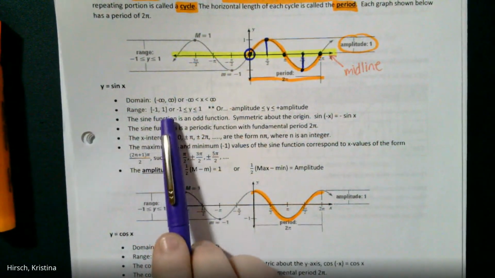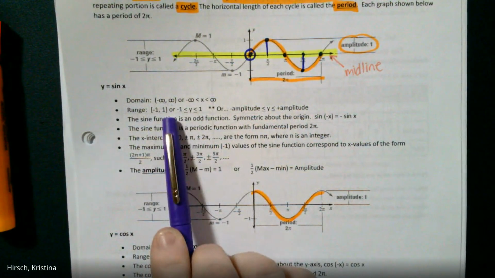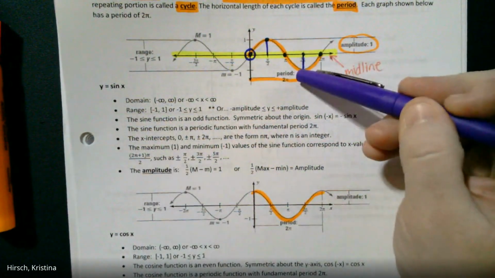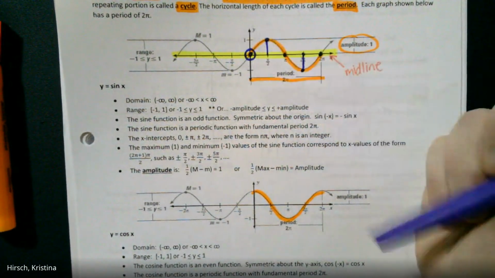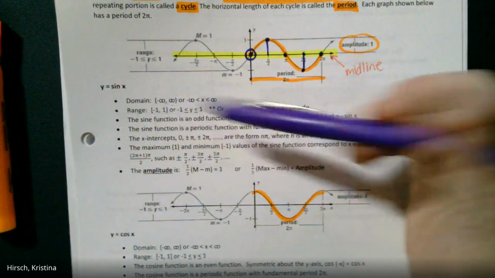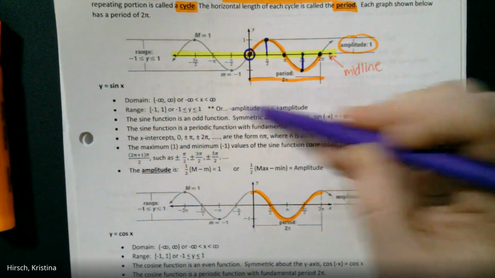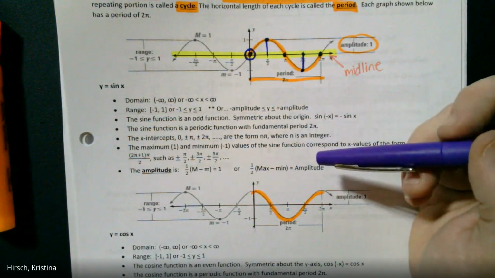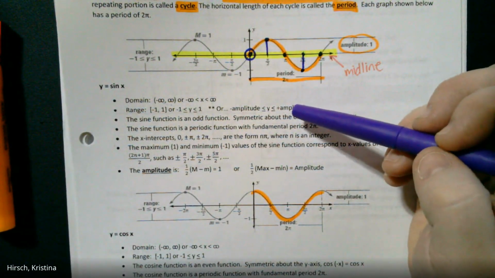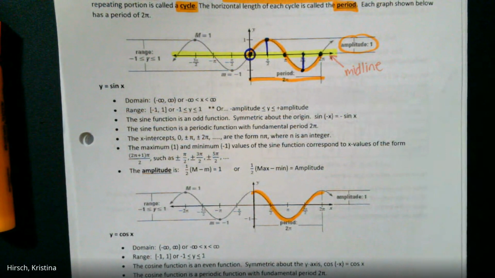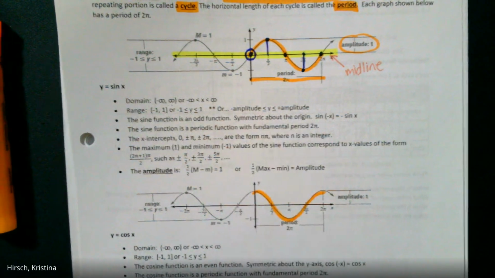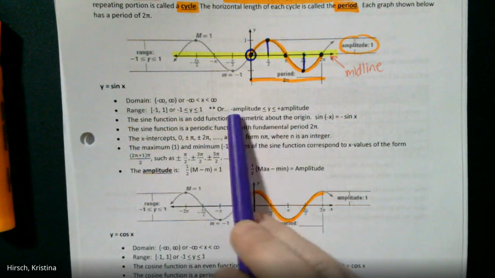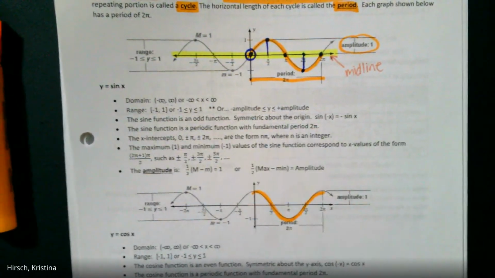The range, however, is going to be -1 to +1 because how low does it go? -1. How high does it go? +1. But keep in mind, those numbers can fluctuate depending on what the amplitude is. So really, it's just the amplitude. So it might be -4 to +4. Okay. Or depending on how it shifts, it could still be -2 to +4. There could be a shift that causes it to look a little different. All right. So amplitude to amplitude. Or wherever that bottom part of the graph is to the top part of the graph.